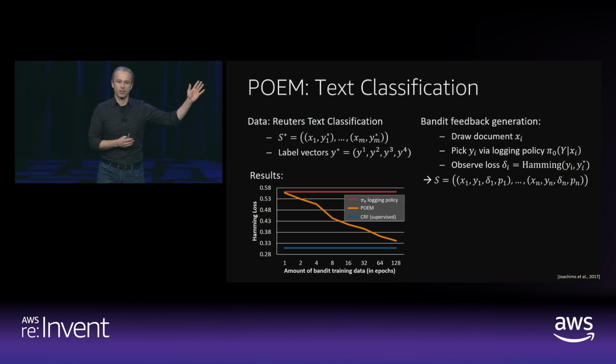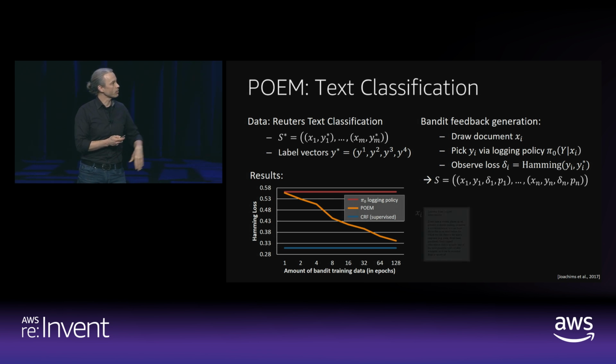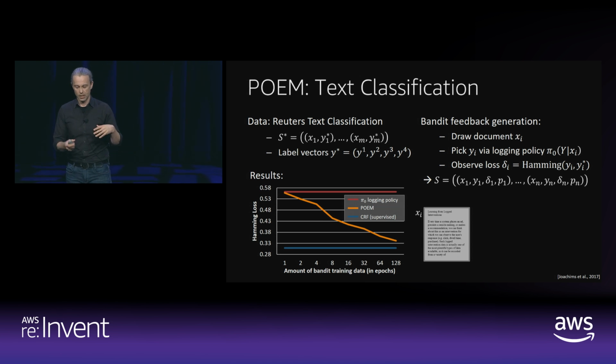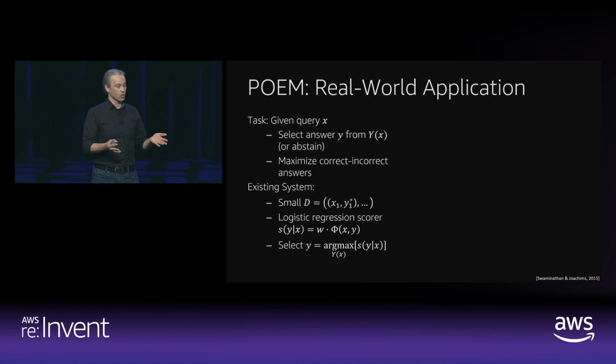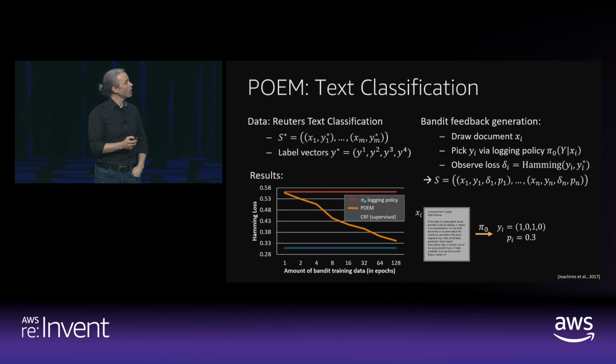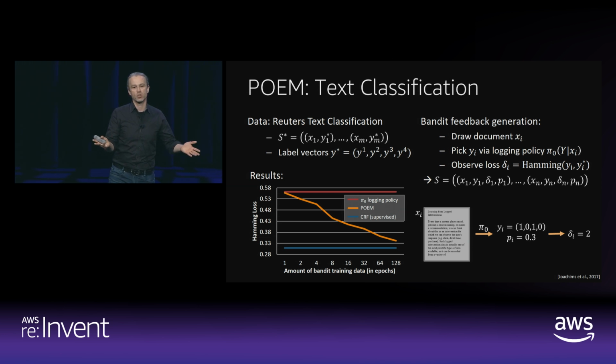Now, from this full information data, we're generating artificial bandit feedback data in the following way. We pick a document from the collection. We have a logging policy pi1. That's just a classifier. Our classifier makes a prediction. It says, oh, the correct label vector is 1010. And my propensity of making that prediction is 0.3. And then we observe the Hamming loss of this vector. So this basically means 2 bits are wrong. It doesn't tell you which ones, just that 2 are wrong. So this is this kind of contextual bandit feedback in the simulated environment.